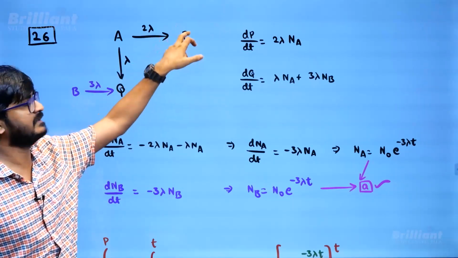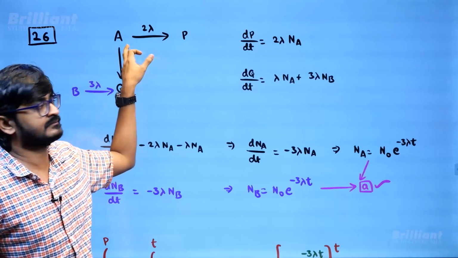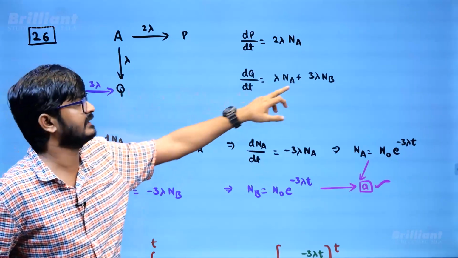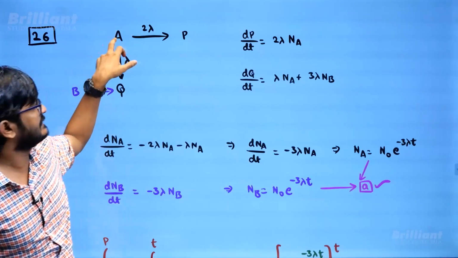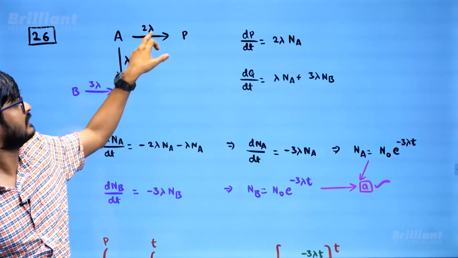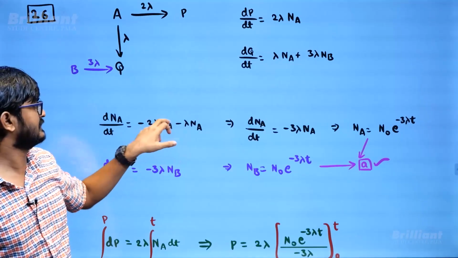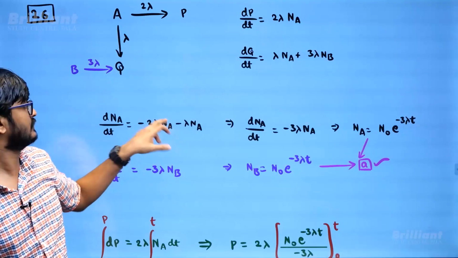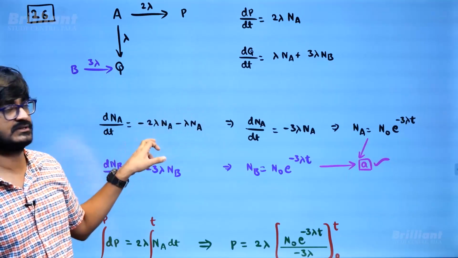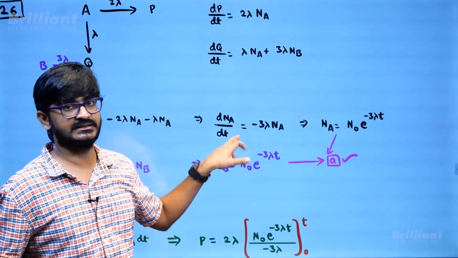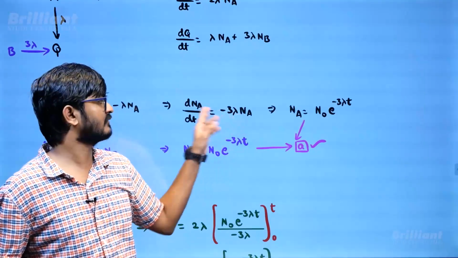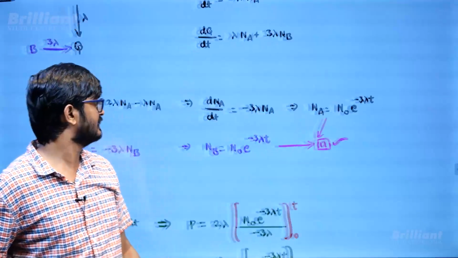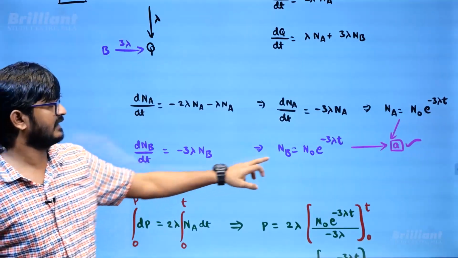So I can say the rate at which P is generated is 2 lambda times Na. The rate at which Q is generated is lambda times Na plus 3 lambda times Nb. But you can see A is disintegrating at 2 lambda and lambda. This is the rate at which it is disintegrating into P, and this is the rate at which it is disintegrating into Q. So the rate at which it is disintegrating equals the summation of those, right? From there you can see it will be of this general solution form. So the number of nuclei of A after any time will be given by n naught into e power minus 3 lambda t. Similarly you can do it for B, and you will get this B value also.